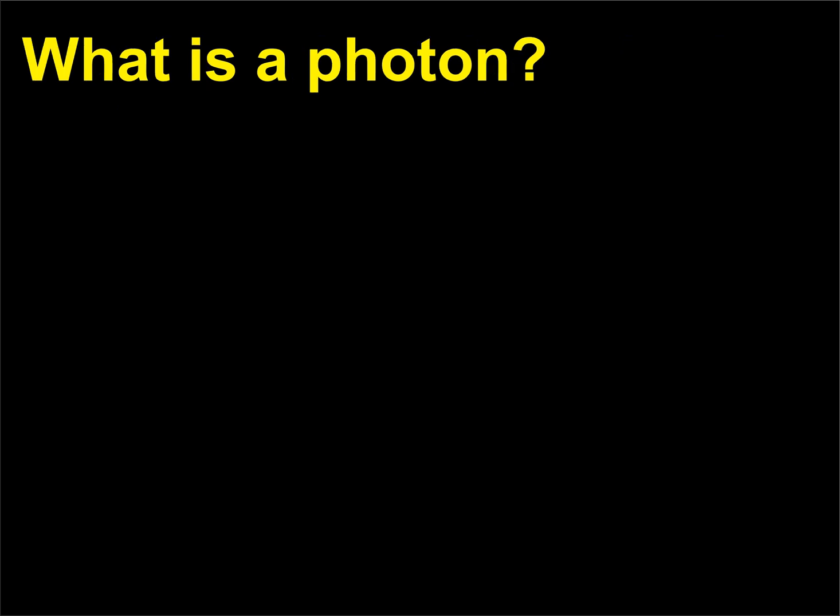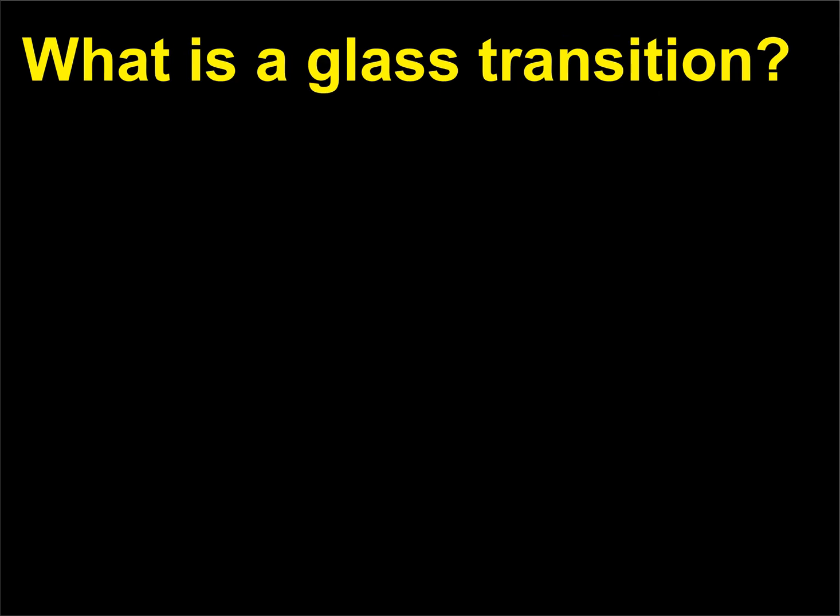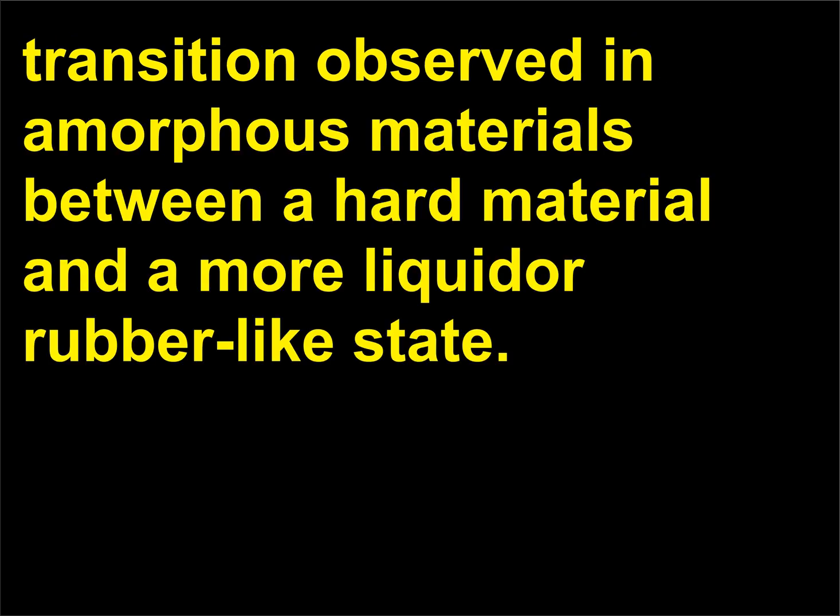What is a photon? A quantum, or particle, of electromagnetic radiation. What is a glass transition? Transition observed in amorphous materials between a hard material and a more liquid or rubber-like state.